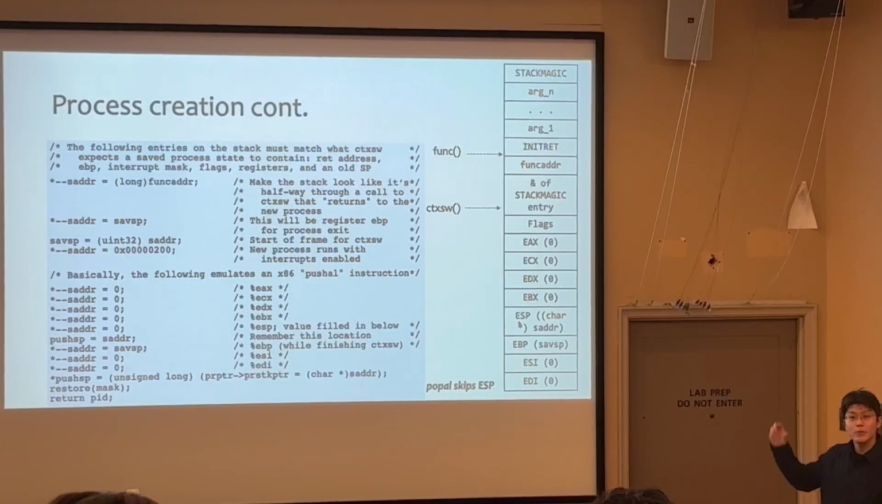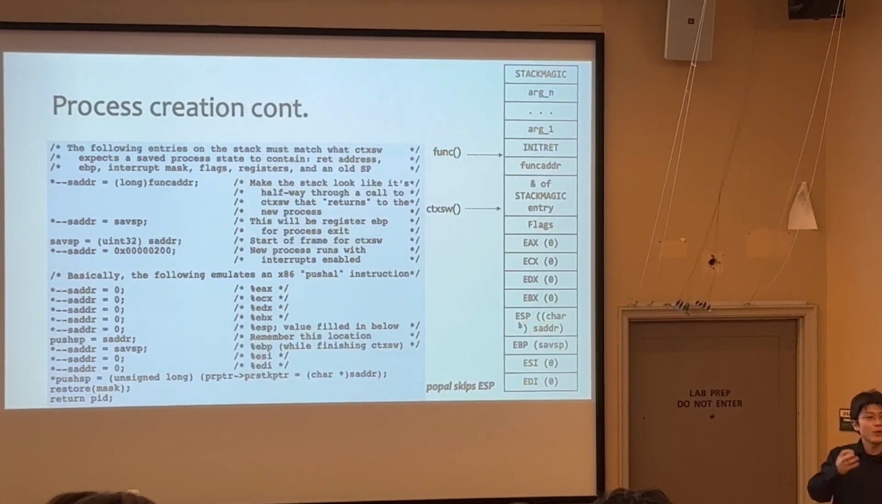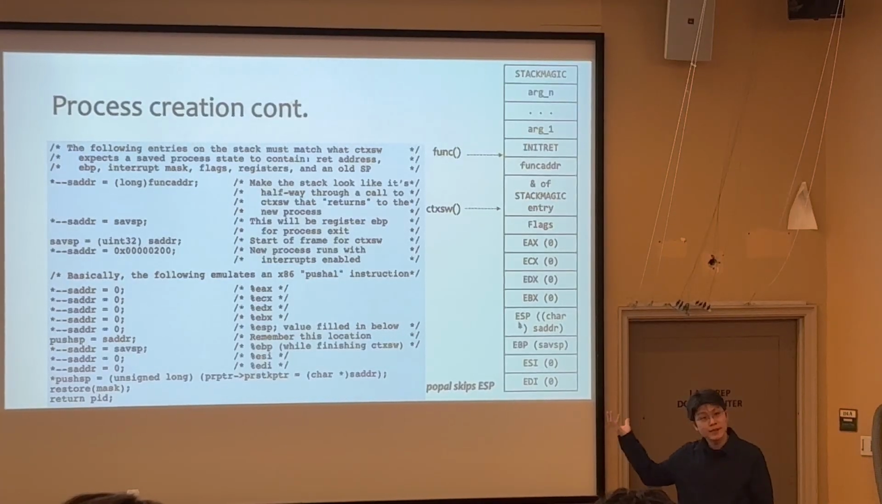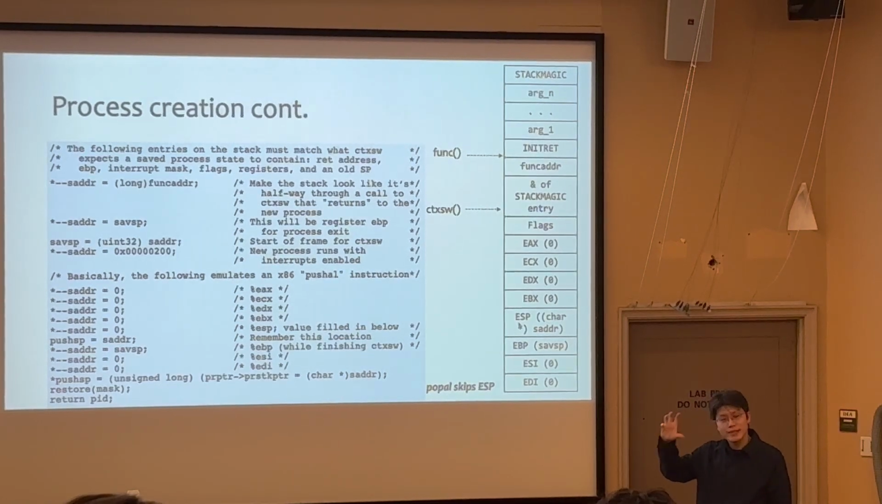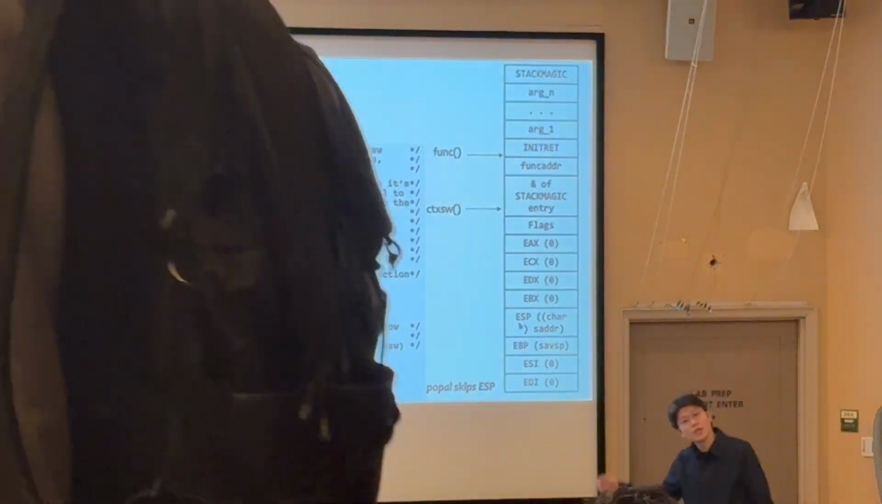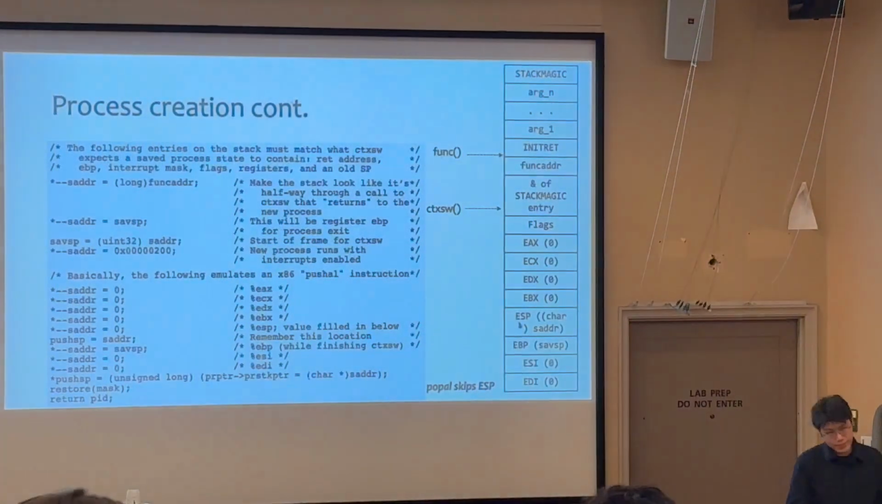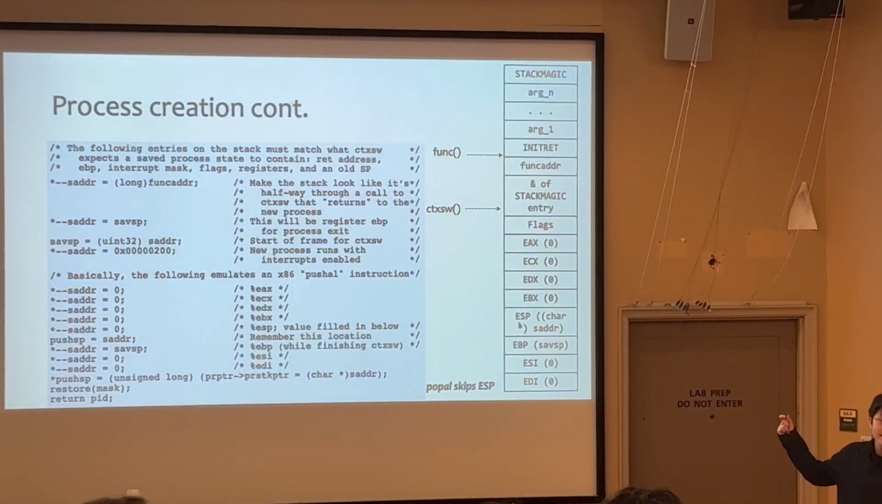Context switch is used when you have a process in a ready list and you want to switch it in to run on the CPU. And it's also used when the process is just created. When you create a process, you make sure its stack looks like it was just put onto the ready list, and you use context switch to switch it onto the CPU. So this is the design to reuse one functionality.